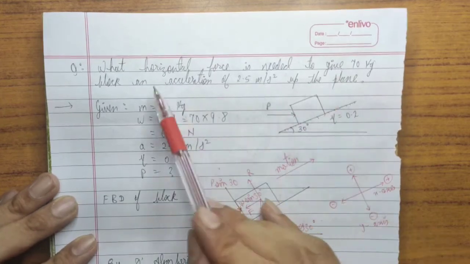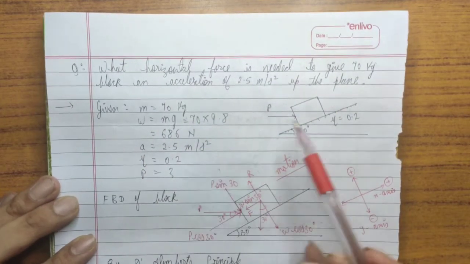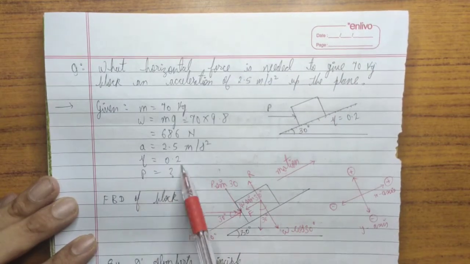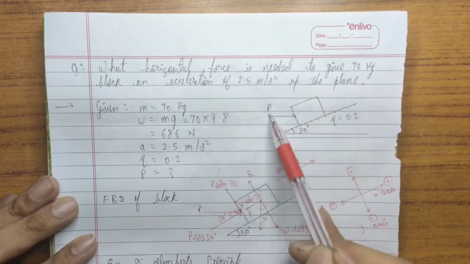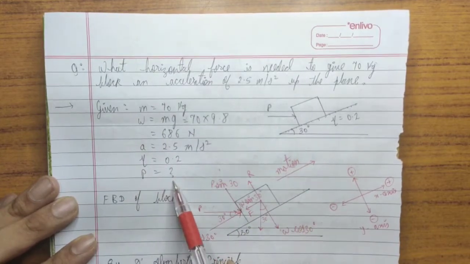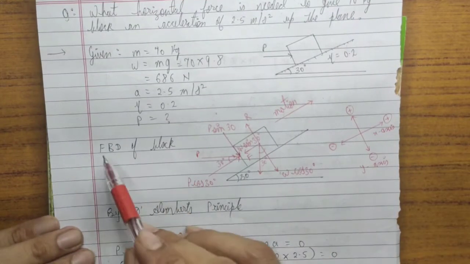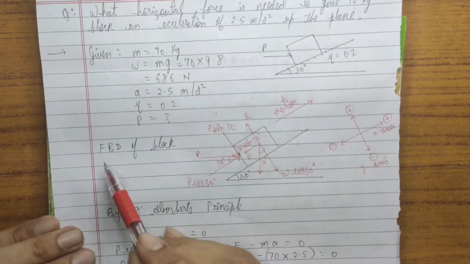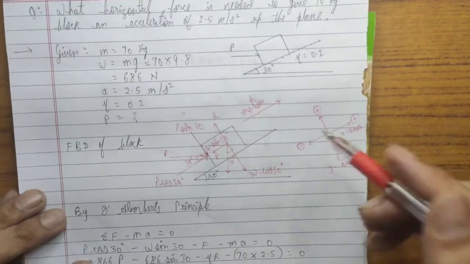Acceleration is also given. Acceleration is 2.5 meter per second square. Mu is also given, mu is 0.2. And what you have to find out? What horizontal force, that means the value of P. So P is unknown, you have to find out. For solving such numericals, first you have to draw the FBD of the block, that is the free body diagram of the block.